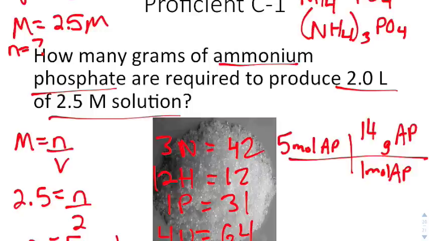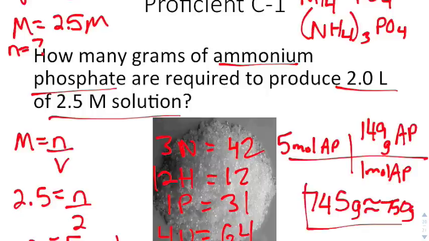So you would take 5 moles, multiply it by 149, and you end up getting something like 745 grams. Now, technically this is not correct because of significant figures. You would look at this and say, I only need 2 significant figures, and so this should really be 750 grams of ammonium phosphate.